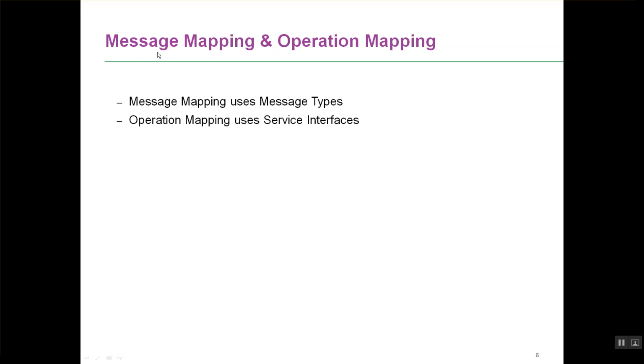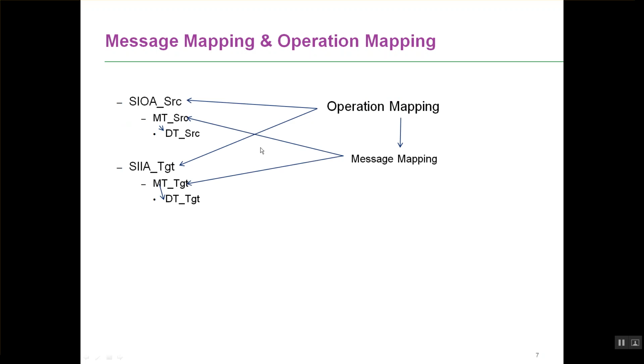Okay, and then you would define a message mapping and an operation mapping. The message mapping uses message types and an operation mapping uses service interfaces. Do not worry, this picture will make it all clear for you. Okay, so we've defined two service interfaces, SI OA source, which in turn uses the message type, which uses the data type. You have service interface inbound asynchronous target. This uses the message type target, and the message type in turn uses the data type target.